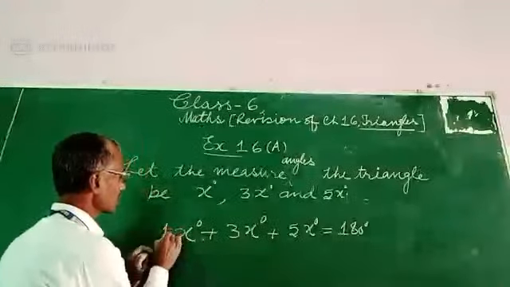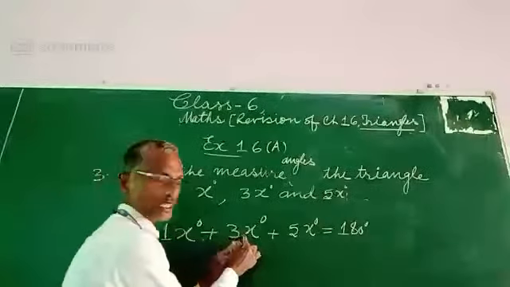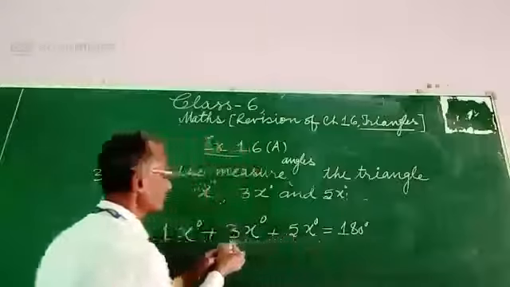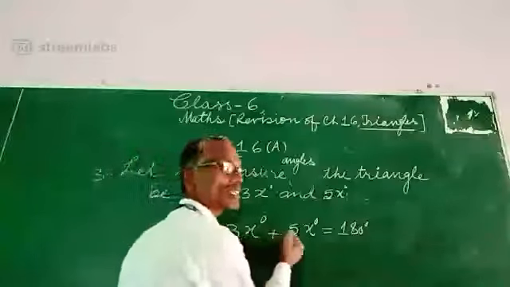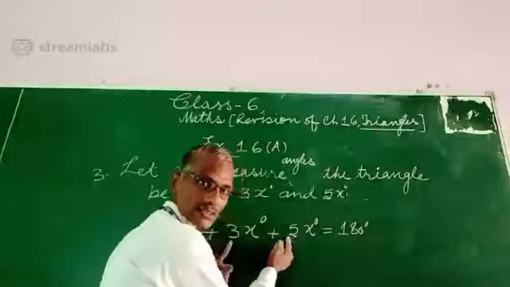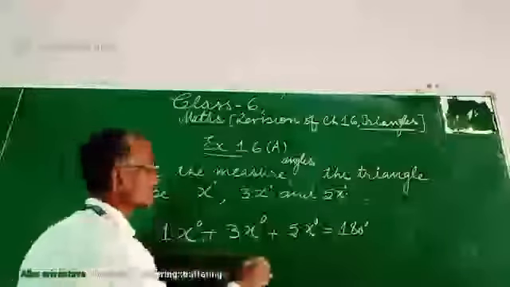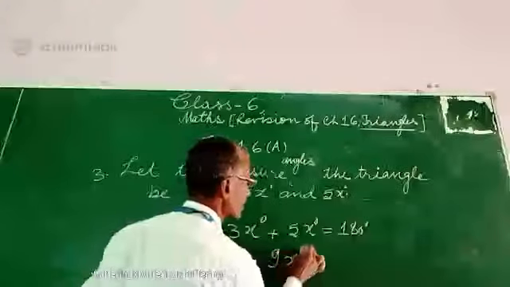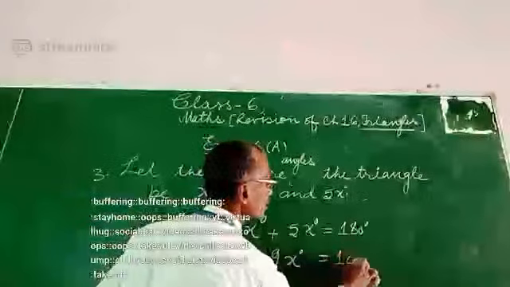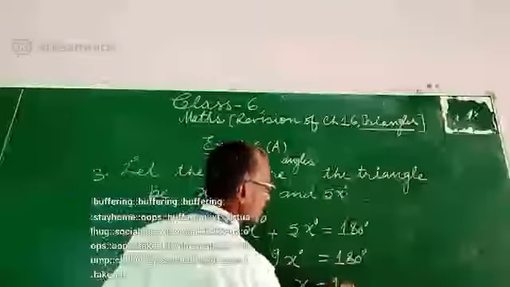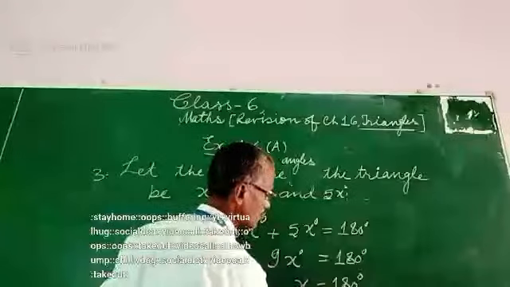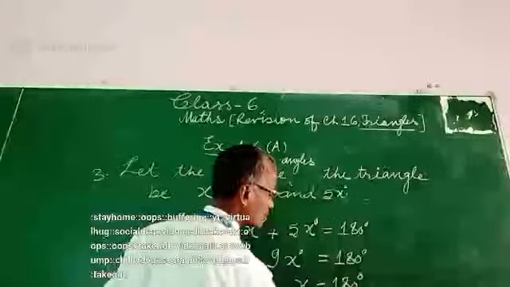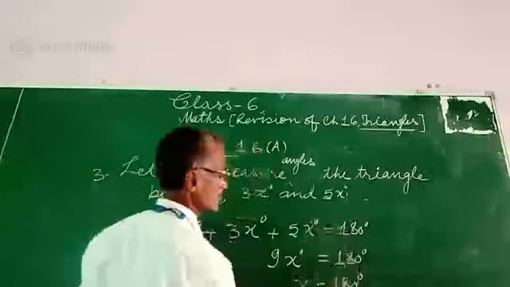9x is equal to 180 degrees. Therefore x is equal to 180 degrees divided by 9, and x is equal to 20. Hence your answer is correct. Anjali Singh, thank you students, your answer is correct. Good. So x is equal to 20 degrees.